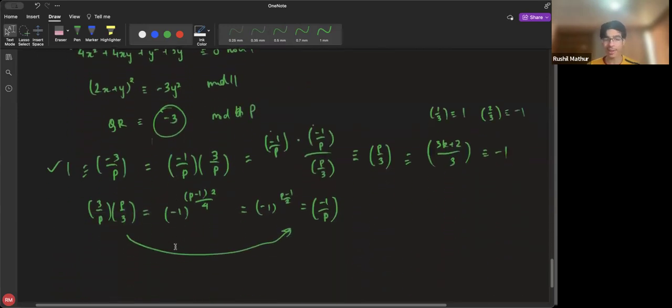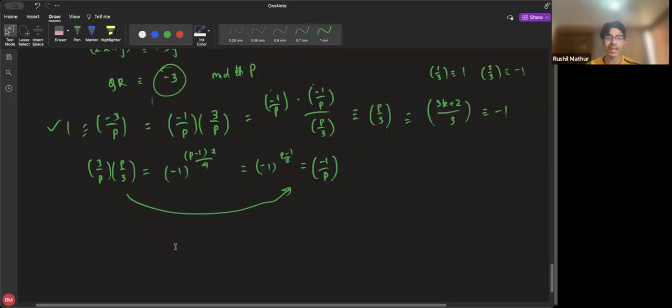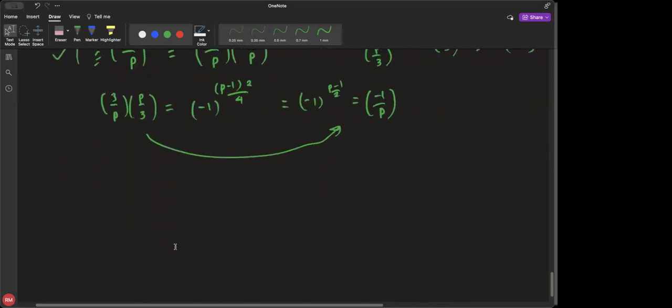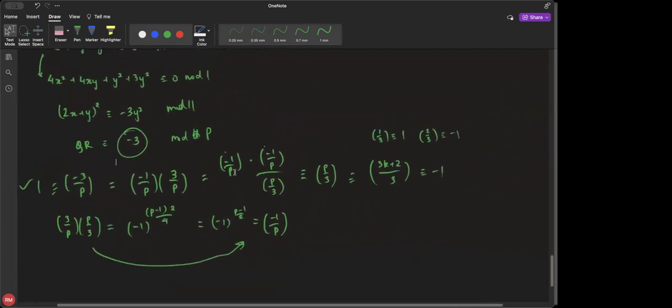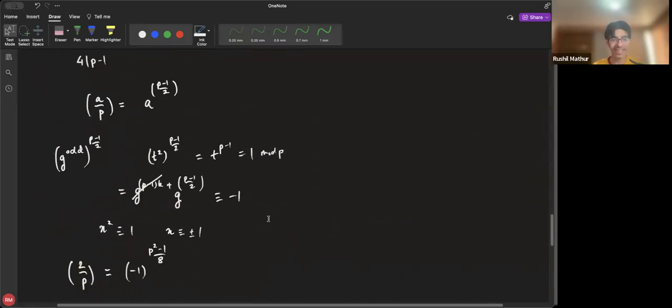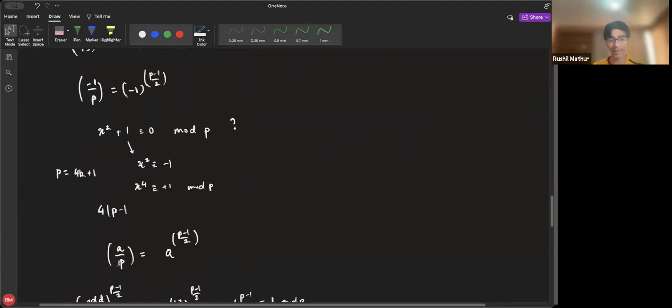On the other hand, if we just know that minus 3 is a QR, that's sort of easy to deal with. How do you get from minus 1 to the power p minus 1 by 2 to minus 1 by p? That's the definition. Here we know that a by p is always a to the p minus 1 over 2. I just use this.